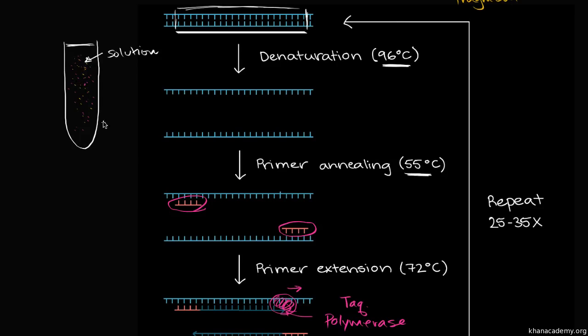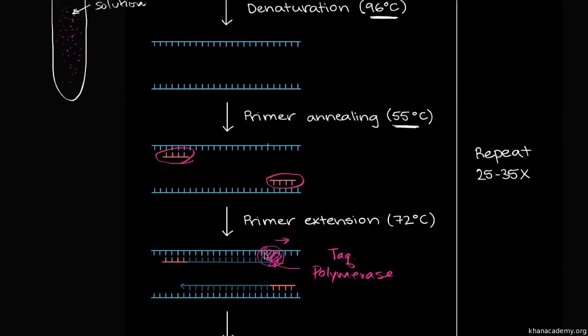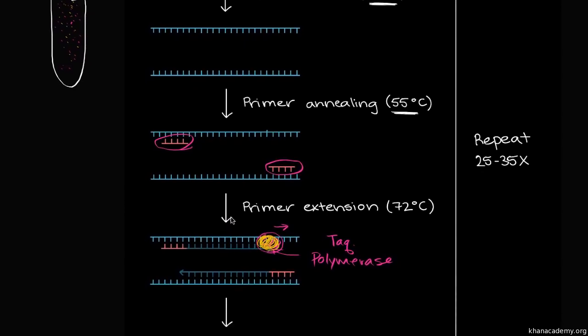And once again, these things aren't robots. They don't know exactly what they need to do. They just bump into things in the right way and react in the right way. And then you'd also have to add a bunch of nucleotides. Yes, absolutely. Your reaction is not going to work if you forget the nucleotides. So the Taq polymerase, when you heat it back up again after the primers have been attached, is going to start adding all of these nucleotides.